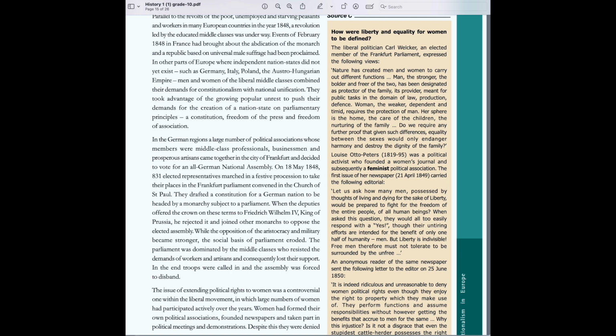When the deputies offered the crown on these terms to Frederick Wilhelm IV, King of Prussia, he rejected it and joined other monarchs to oppose the elected assembly. While the opposition of the aristocracy and military became stronger, the social basis of parliament eroded. The parliament was dominated by the middle classes who resisted the demands of workers and artisans and consequently lost their support. In the end, troops were called in and the assembly was forced to disband.